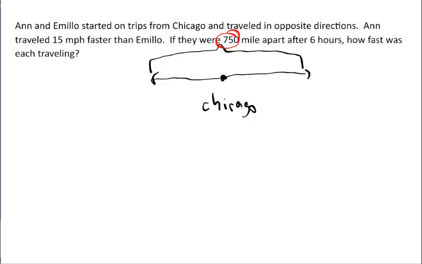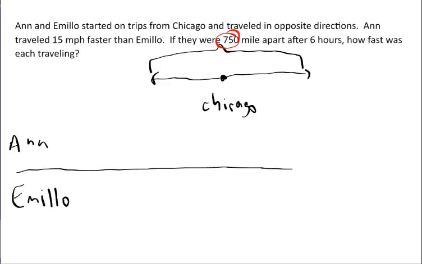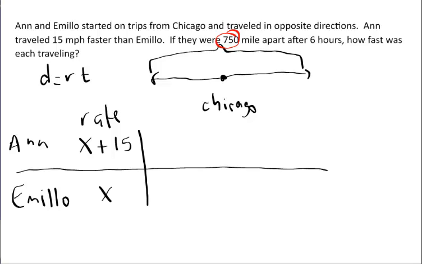So what's the setup look like? Well, we've got Ann, and we've got Emilio, and we can set these up exactly like we've set up our previous questions. Don't forget that distance equals rate times time. That's previous knowledge you need to bring with you. And what is Ann's rate? Well, she's 15 miles an hour faster than Emilio. So if this is how we would look at it, here's the rate and the distance. Let's move Chicago up a little.